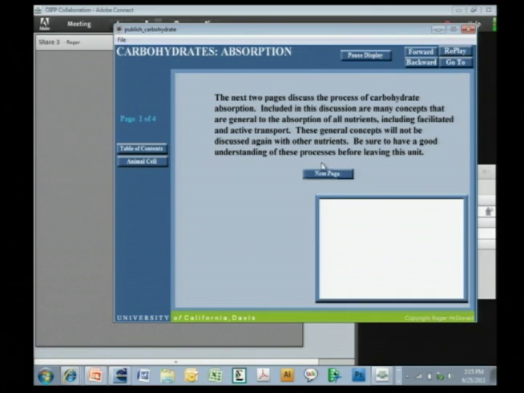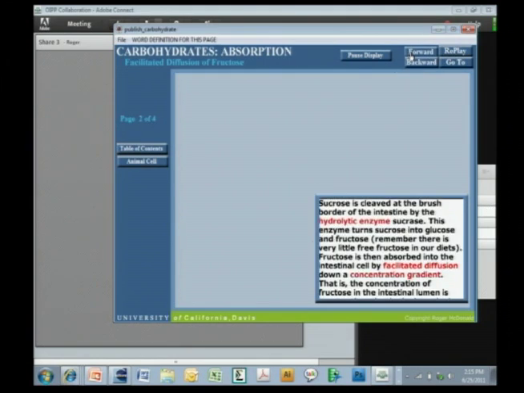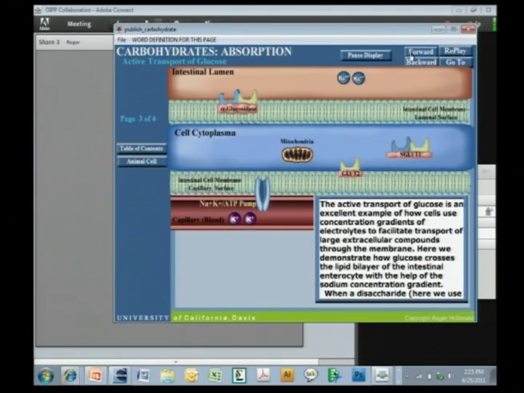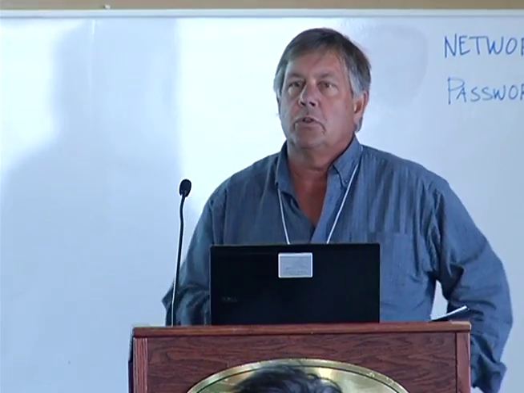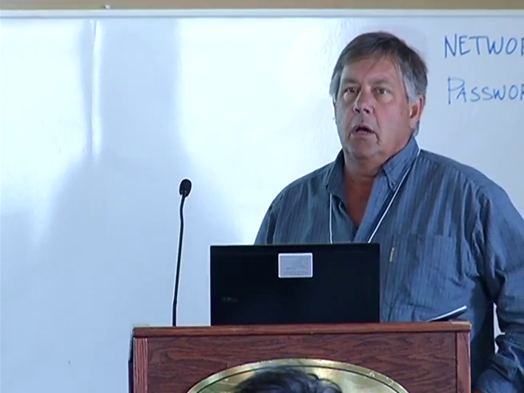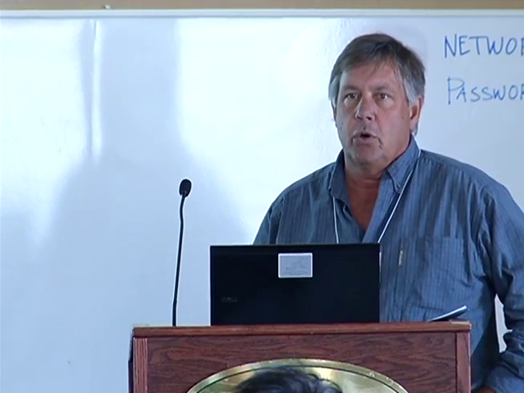The next 2 pages discuss the process of carbohydrate absorption. The active transport of glucose is an excellent example of how cells use concentration gradients of electrolytes. There's a lot of things that I can do here. Now, I did all this programming, and I'm showing it for a reason. I can slide over things, and I can give you a biological description of this. If this was connected to the internet, I actually have a link that will go to the exact NIH data bank that will show you where the gene lives for this one.